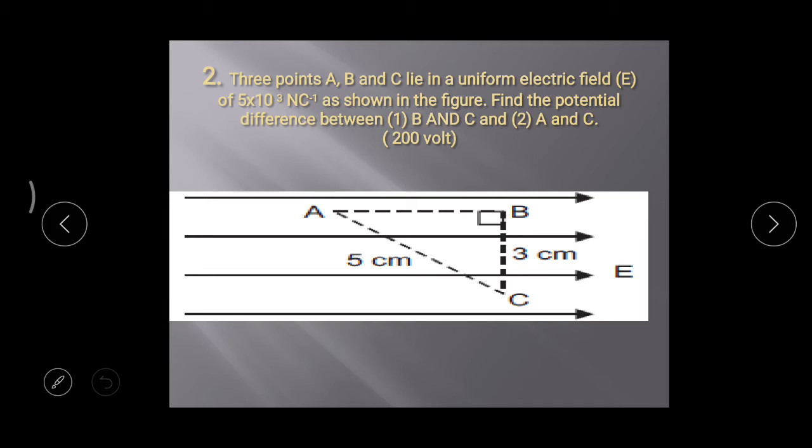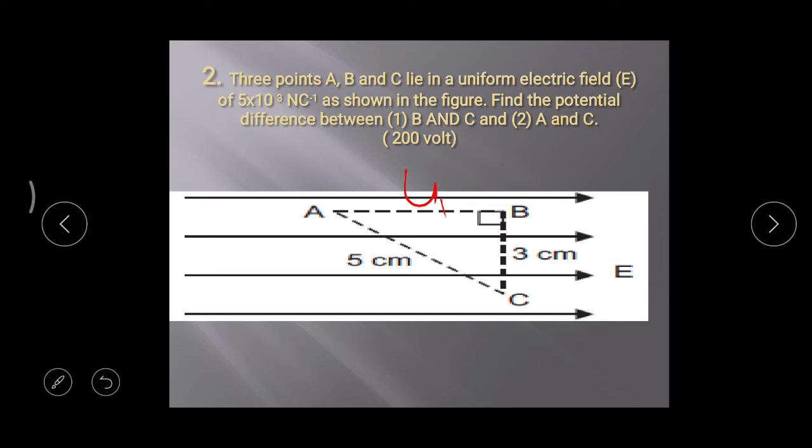So between B and C the potential difference is zero, because these lie on the same equipotential surface as we had studied earlier. To calculate the potential difference between points A and C, we can calculate the potential difference between A and B, since B and C are at the same potential. So we need to know the distance AB, which is 4 centimeter from the Pythagoras theorem.